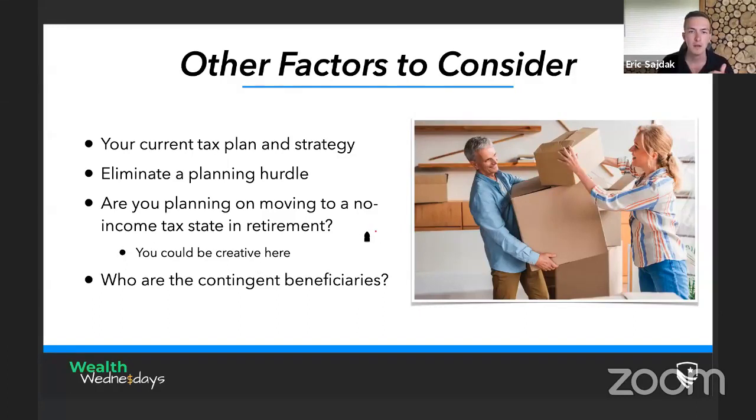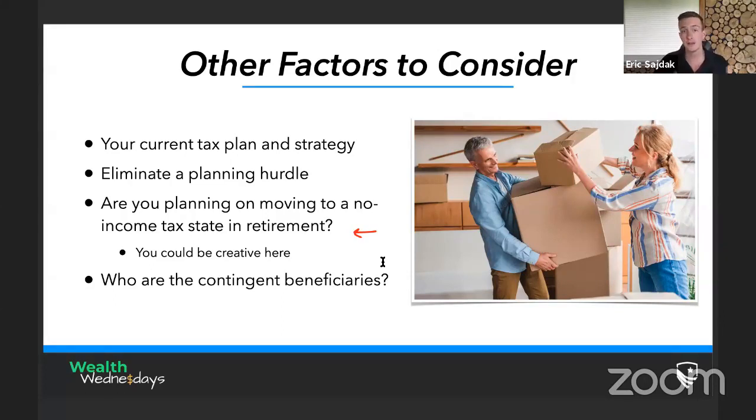Here's a big one. Are you planning on moving to a no income tax state? So we live in the beautiful state of Wisconsin. Most people are going to be taxed around 6% for state income tax. Well, if you're moving to an alternative state like Texas or Florida that doesn't have a state income tax, you're essentially saving 6 to 7% in taxes by doing so.